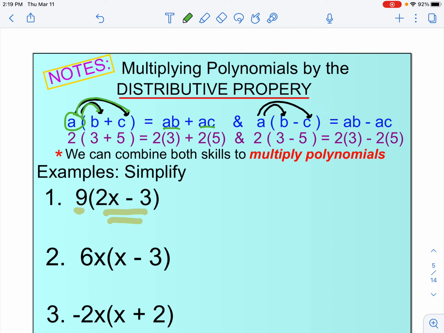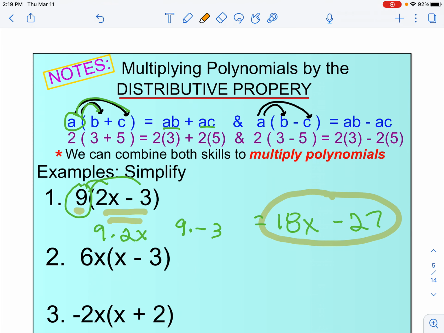There's a couple examples above, but let me remind you how this works with 9 times 2x minus 3. We have to take the 9 times the 2x, and we have to take the 9 times negative 3. When we multiply 9 times 2x, that would equal 18x. And when we multiply 9 times negative 3, that would equal negative 27. And then that would be our answer. Okay, let's try another one.